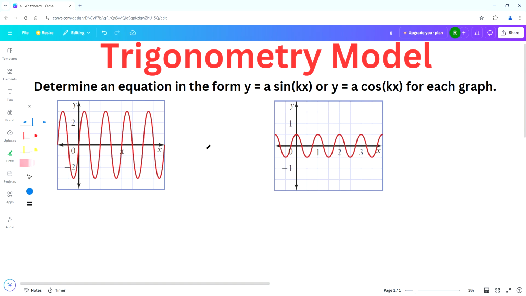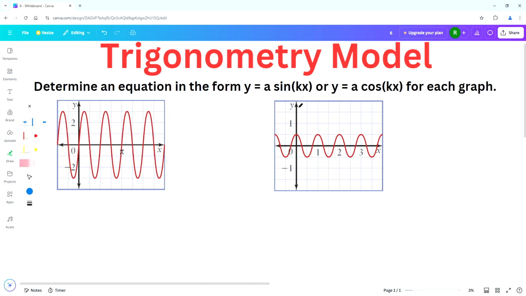In this video, we'll solve this problem using trigonometry models. As per the problem, determine an equation in the form y equals a sine kx or y equals a cos kx for each graph. And we are given these two graphs. We have to write the equation for these two graphs using the given general equations y equals a sine kx or y equals a cos kx.